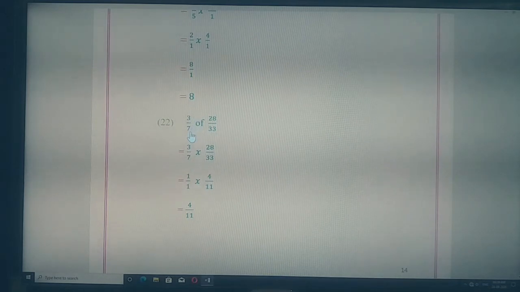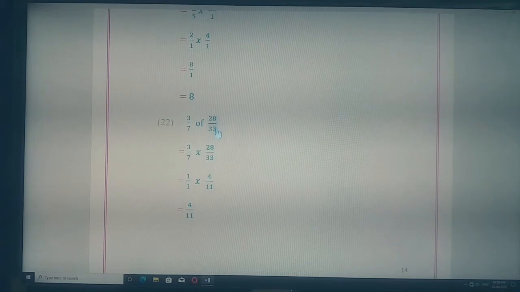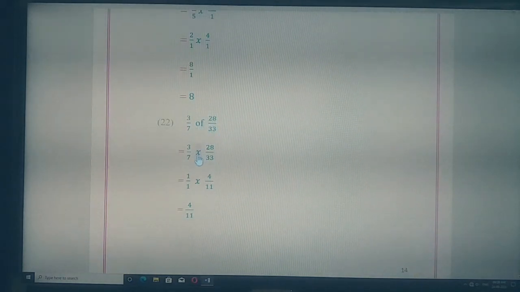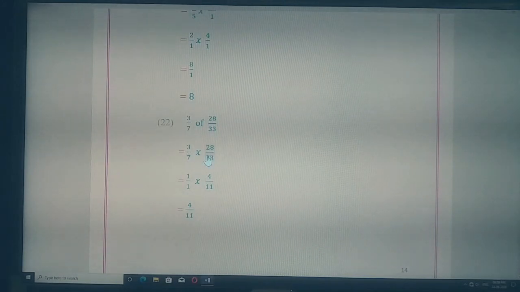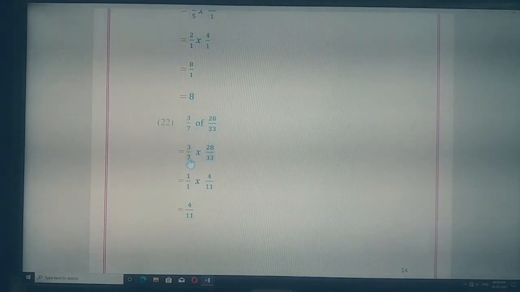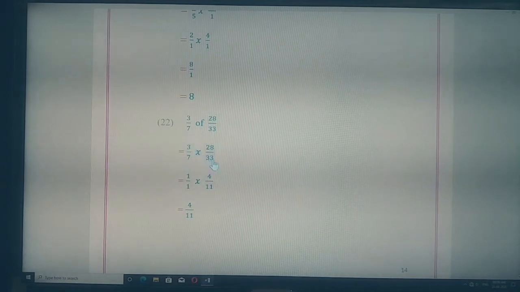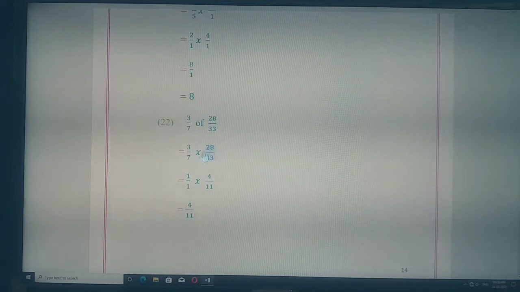We go to the next example, example 22, where 3 upon 7 of 28 upon 33 has to be found out. 3 upon 7 of 28 upon 33. Here the "of" function means multiply. So instead of "of", we have to write multiply. 3 upon 7 we copy as it is, 28 upon 33 we copy as it is. When there is multiplication between two different fractions, then we can cancel the numerator and denominator of different fractions. Here 3 and 33 can be cancelled using 3's table, 7 and 28 can be cancelled using 7's table. In 7's table 7 is available, and in 7's table 28 can also be cancelled.